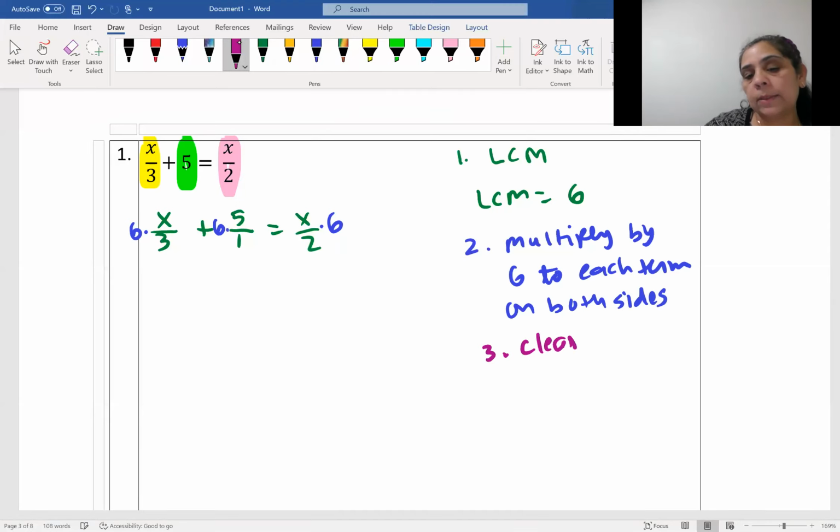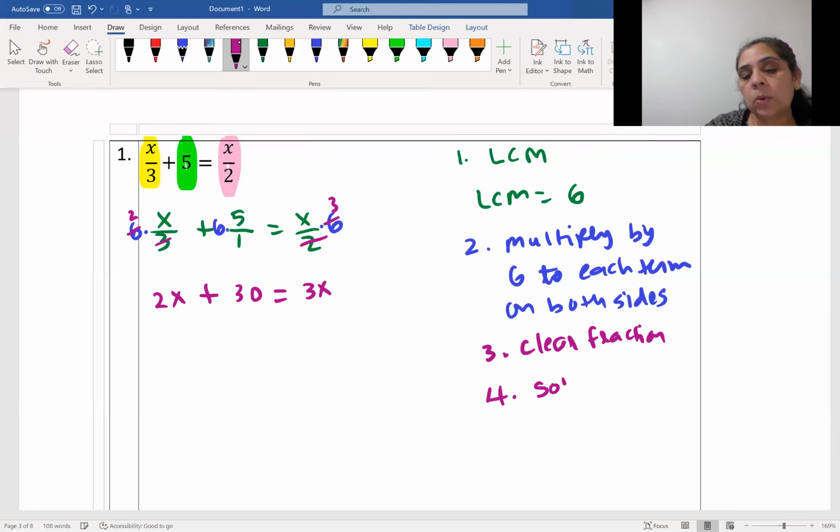Step 3, we will clear the fractions. What does that mean? We can just reduce the fractions. Here we have 3, and 3 times 2 is 6. Here we cannot reduce anything because we have just 1 in the denominator. We have 2 times 3 is 6. So now we can just write the simple equation, whatever is leftover. What is leftover? 2 times x is 2x plus 6 times 5 is 30 equal 3 times x is 3x. So step number 4, we have a linear equation now.